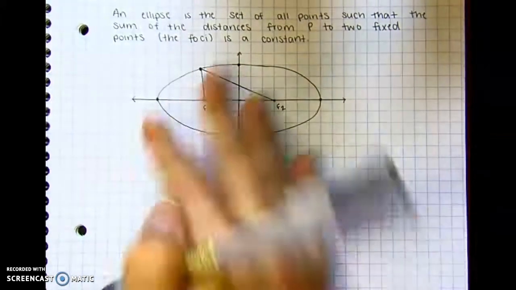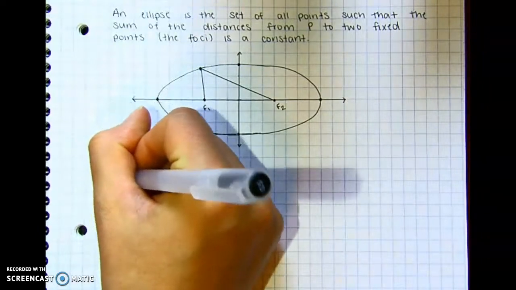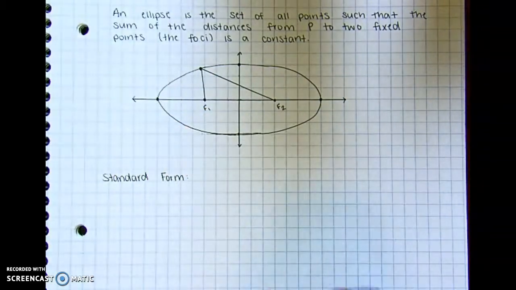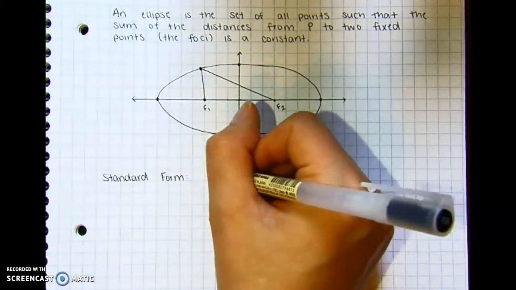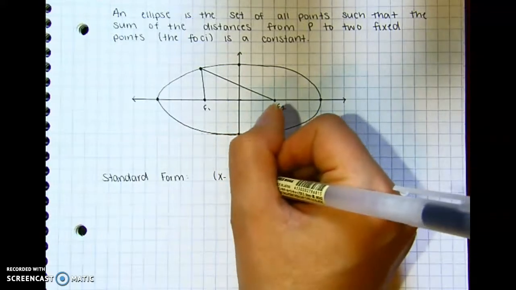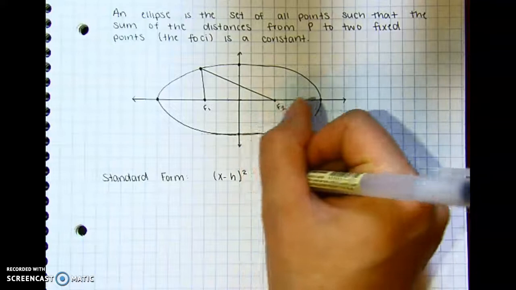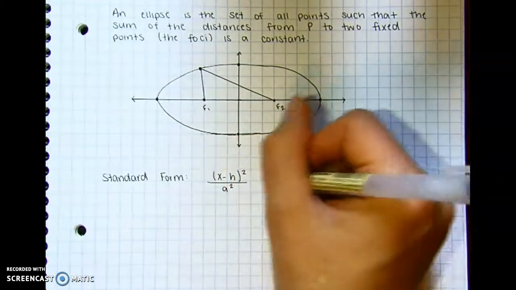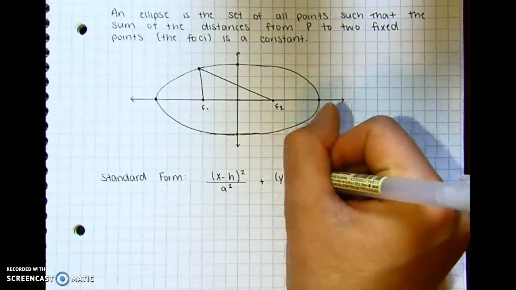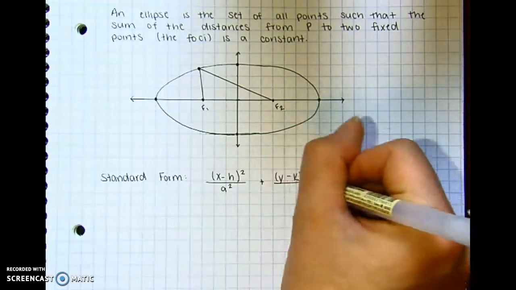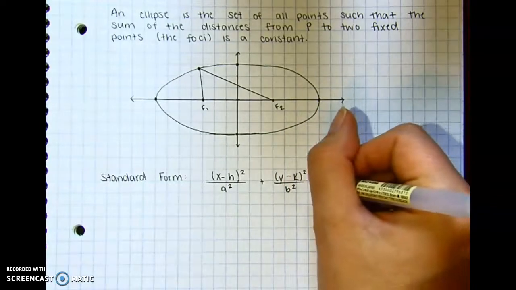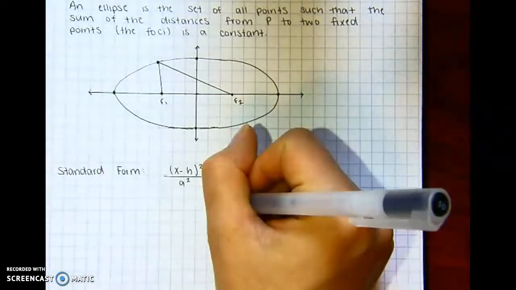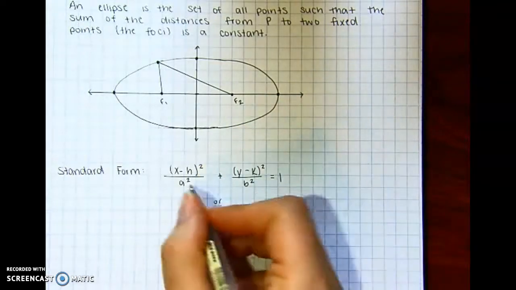Alright, let's talk about standard form. We're going to keep referring to this. So for standard form of the equation, there are two equations. So there is (x minus h) squared over a squared plus (y minus k) squared over b squared equals 1. Or basically the exact same thing, except we could switch these two.